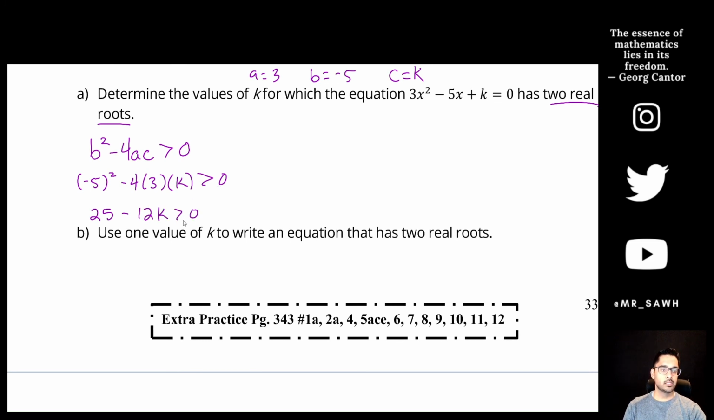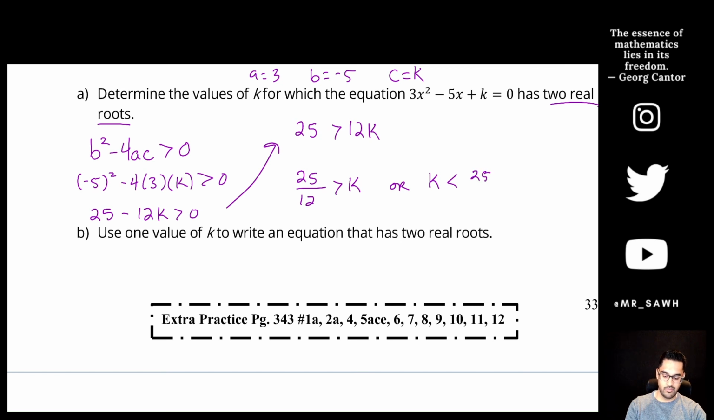So let's move our 12k to the other side, just like we would with any other equation. So 25 should be greater than 12k. But now you can divide both sides by 12. So 25 over 12 should be bigger than my value of k, or in other words, whatever I choose for k, it has to be less than 25 over 12 for this to be true.